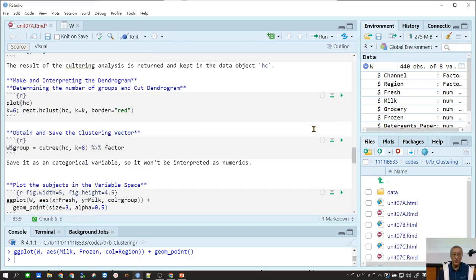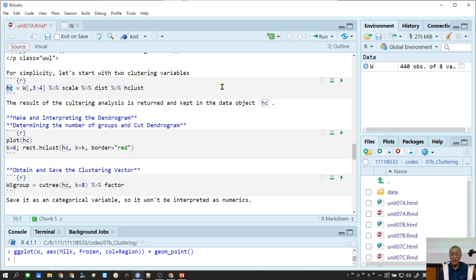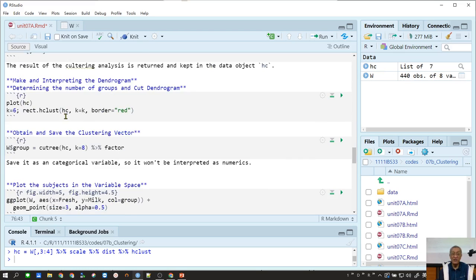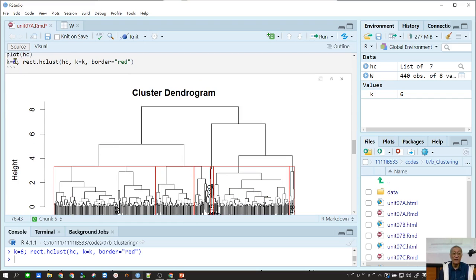As we can see here, I use this line of code to do the clustering. So it's easy. This is the data, and after this pipe, it will generate the object called HC. And if I plot this object and then cut it into 6 groups, this is the result. If for some reason I only want 4 groups, I can use 4.